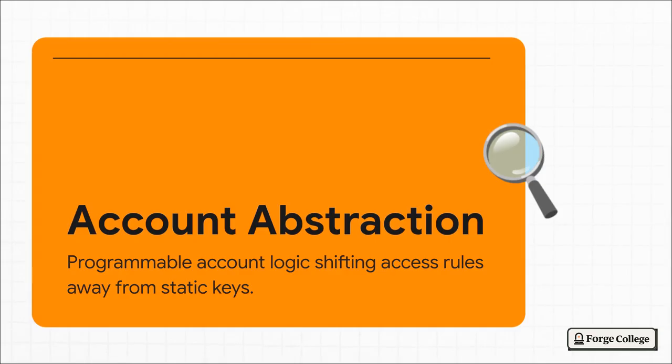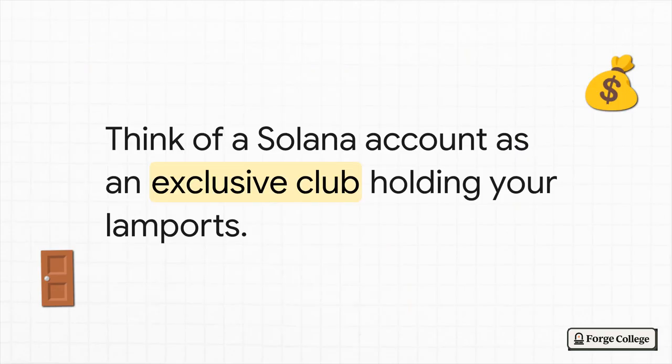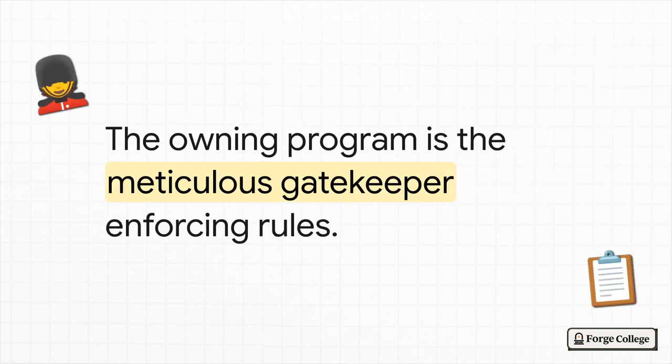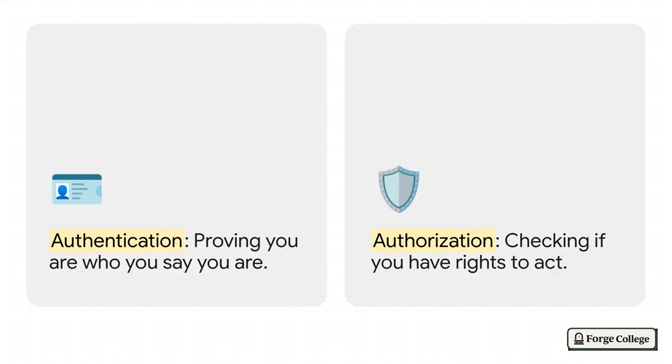Account abstraction shifts who can do what from static keys to programmable handlers. Think of a Solana account like an exclusive club. Inside, it securely locks up lamports and serialized data. Now, the program owning that account is the club's bouncer, strictly enforcing all the house rules. And this brilliantly illustrates a massive difference we need to grasp: authentication versus authorization.